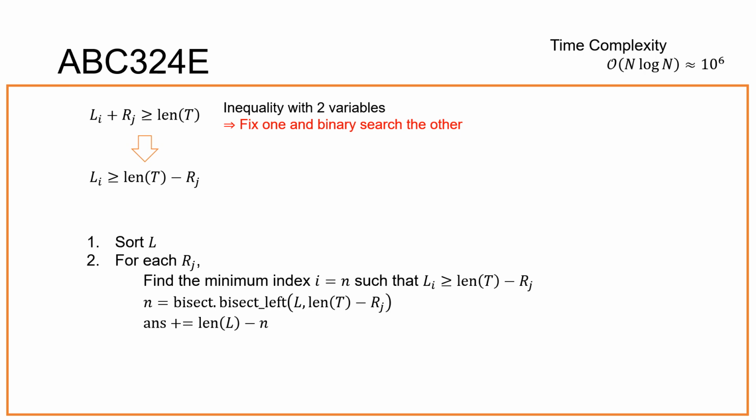If we compute n, this means that elements of L whose indexes are n or more are large enough to satisfy the inequality. So we add the number of such i's to the answer. But to find the minimum index n, we adapt binary search to list L. In particular, you can write it like this in Python. This ends the explanation of problem E.